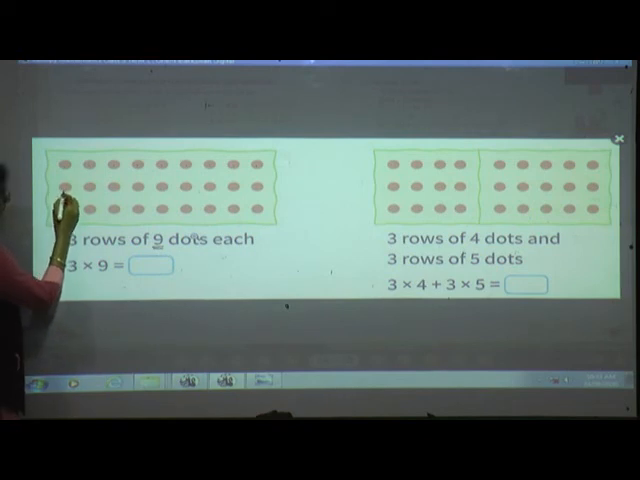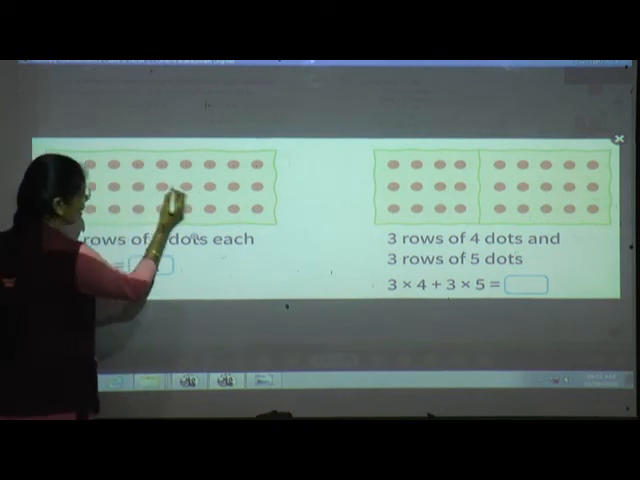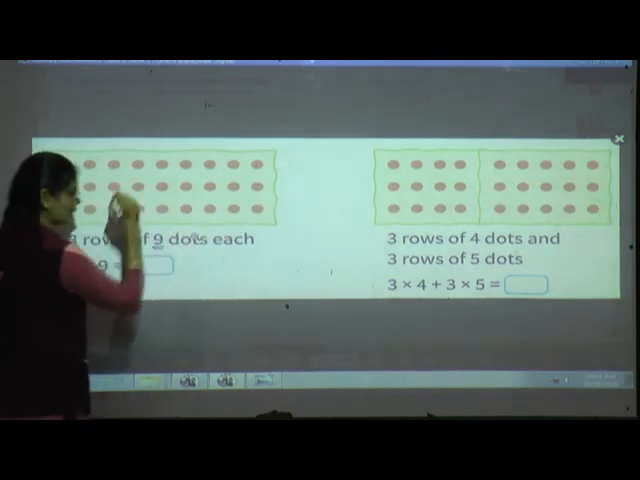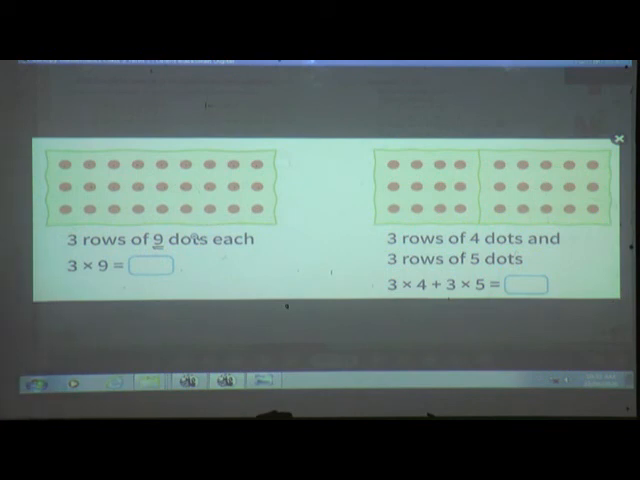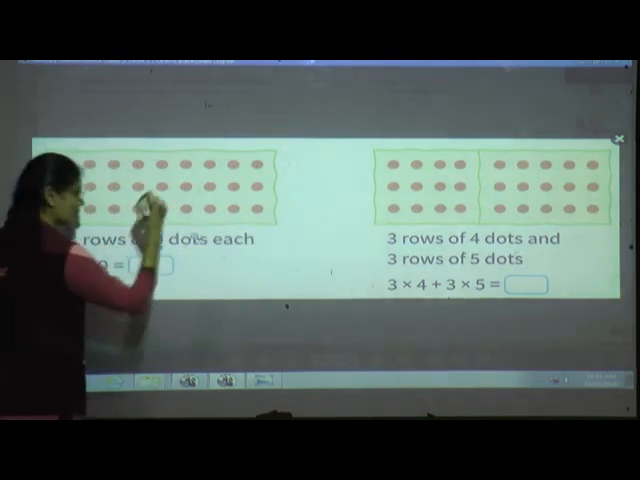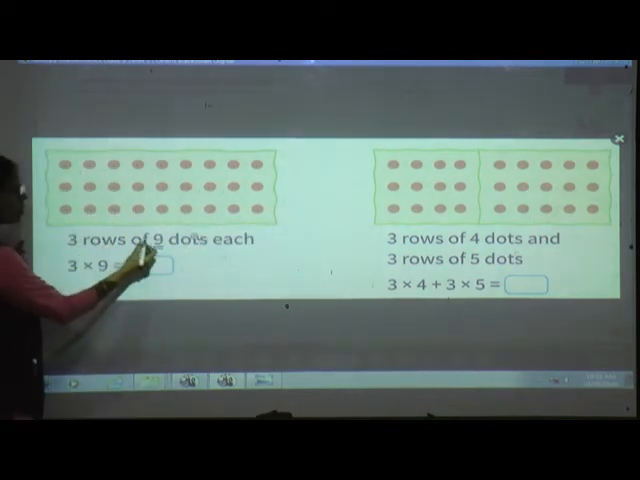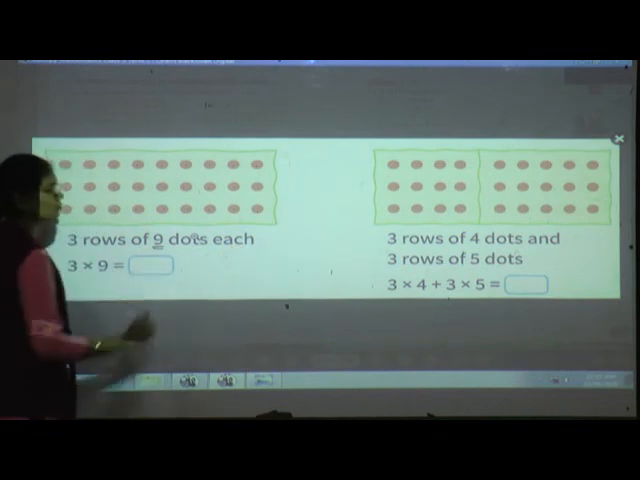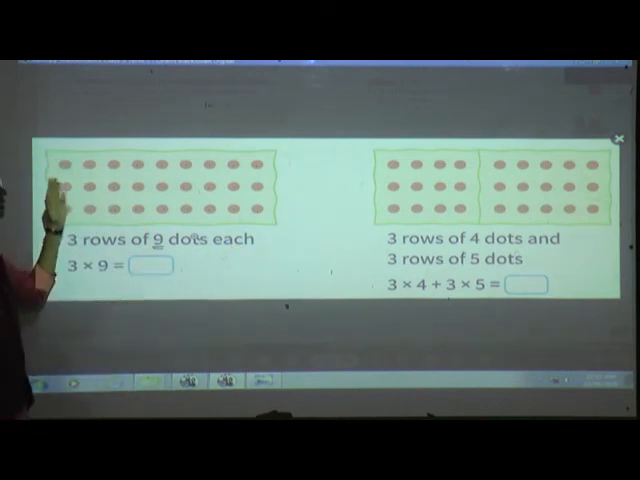Then we'll see the second row. 1, 2, 3, 4, 5, 6, 7, 8, 9. In the second row also there are 9 dots. See the third row. 1, 2, 3, 4, 5, 6, 7, 8, 9. Means 3 rows of 9 dots each. In each row there are 9 dots.